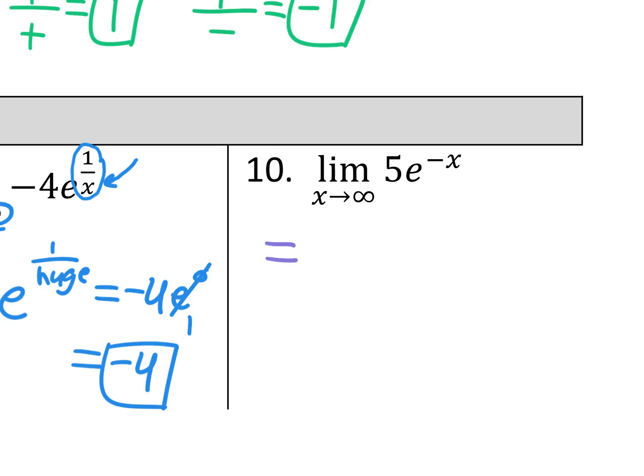Anything at all? Very good, right? So this is going to be the limit as x approaches infinity. 5 is going to stay on top, but remember, a negative exponent is going to move to the bottom. So this is 5 over e to the x.